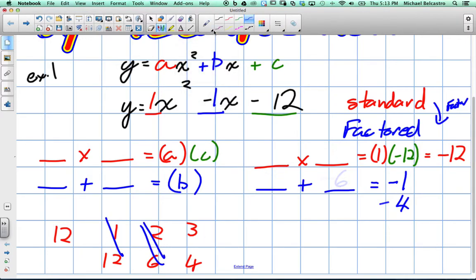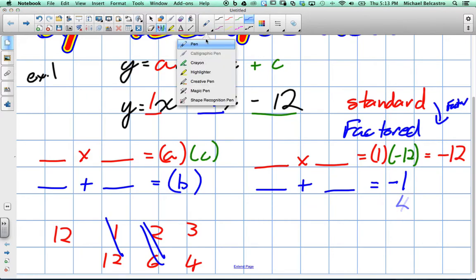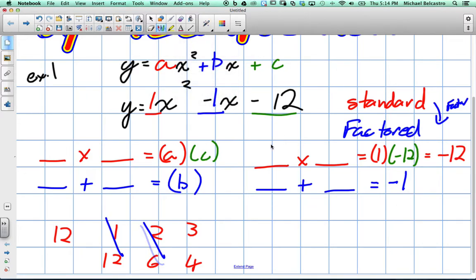So we know it's going to be this. We just got to figure out which one's going to be positive and which is going to be negative. So 3 and 4, let's start with the 3 being negative. 3 times negative 4 is negative 12. Negative 3 plus 4 is positive 1. Didn't quite work.